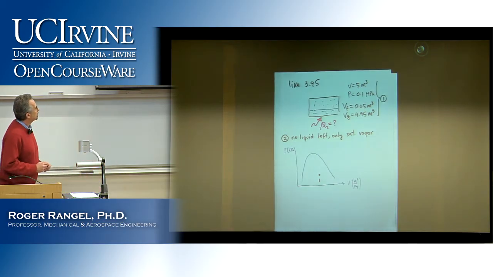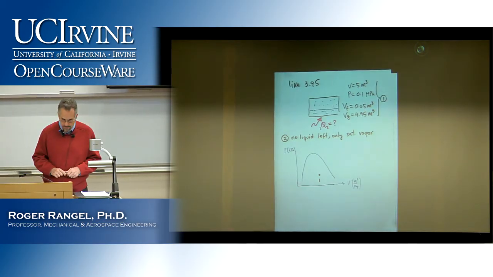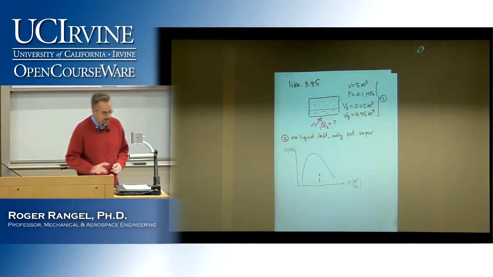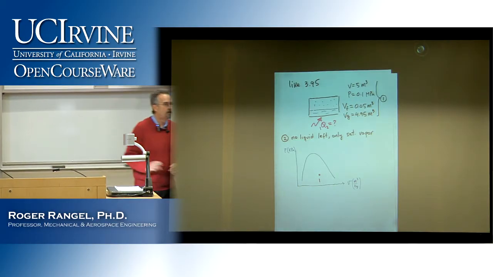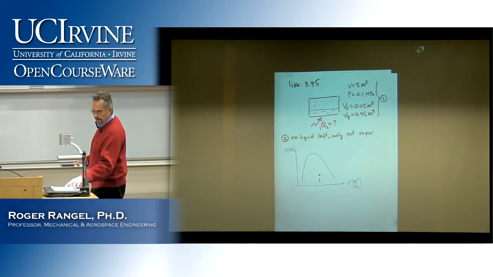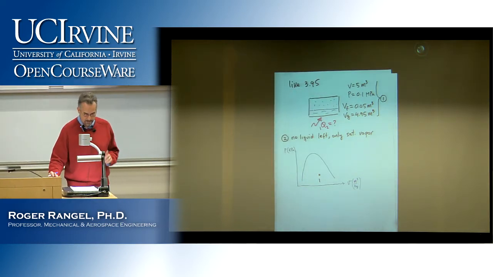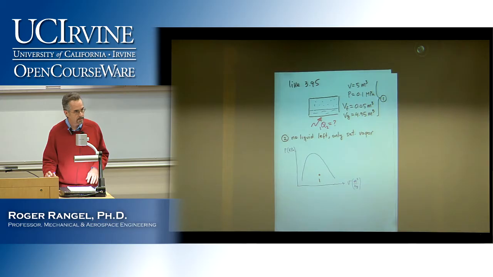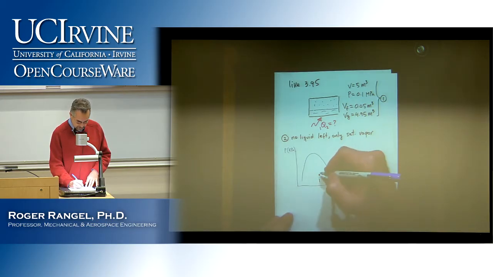All right. And what is my process then? What direction does my process take? Straight up. One thing to recognize is a rigid tank, so it has to be a constant volume process. And therefore, a constant volume process goes straight up. And where do I stop?